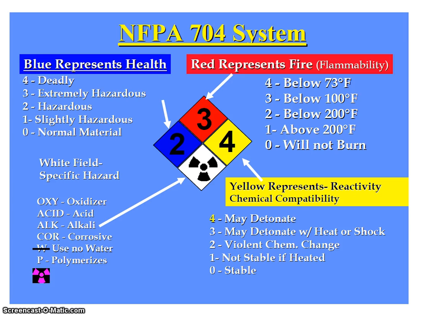With respect to the red and the fire, we look at the flammability rating. A 0 would not burn, a 1 would burn above 200 degrees Fahrenheit, 2 below 200 degrees, 3 below 100, and 4 would be below 73. With respect to reactivity, the yellow, a 4 would indicate it may detonate, 3 it may detonate with heat or shock, the 2 a violent chemical change, a 1 not stable if heated, and a 0 would be stable.